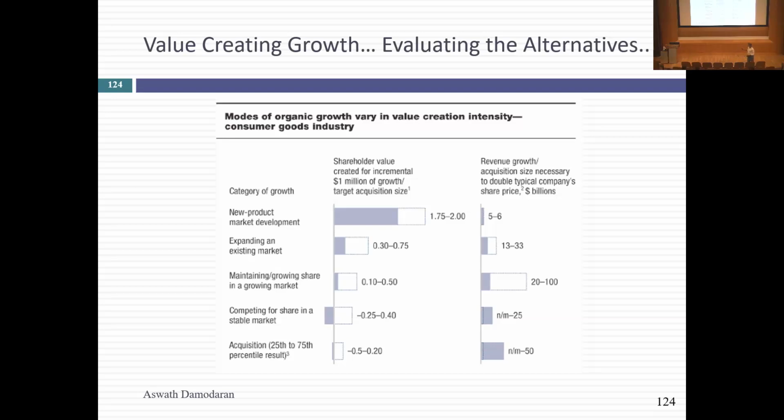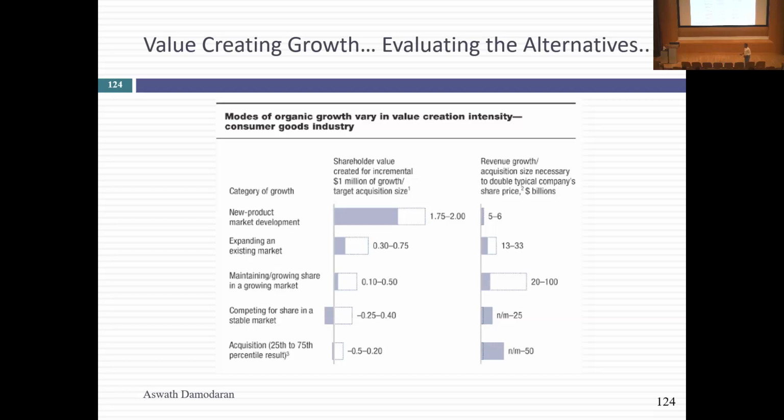$1 invested in new product development across all their companies created about $1.75 to $2 in value added. So in terms of value creation, coming up with a new product by far has been the most lucrative strategy. Does that mean every company should go after new products? It's also the strategy where the winners get these huge amounts, and there are lots of potential losers.